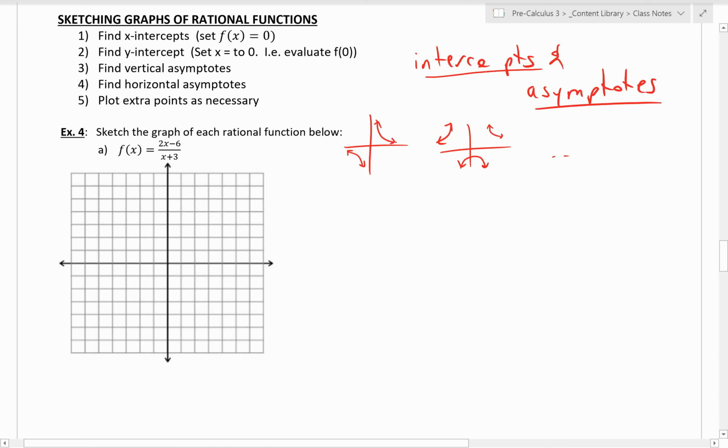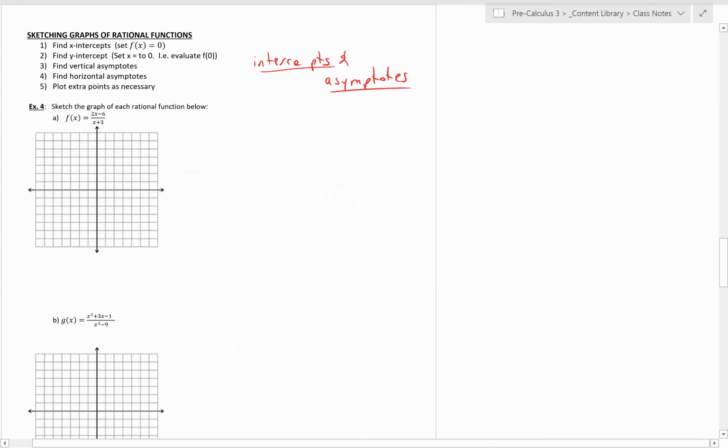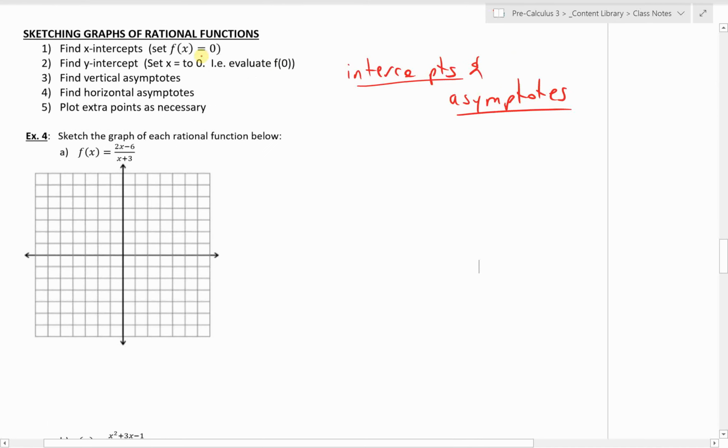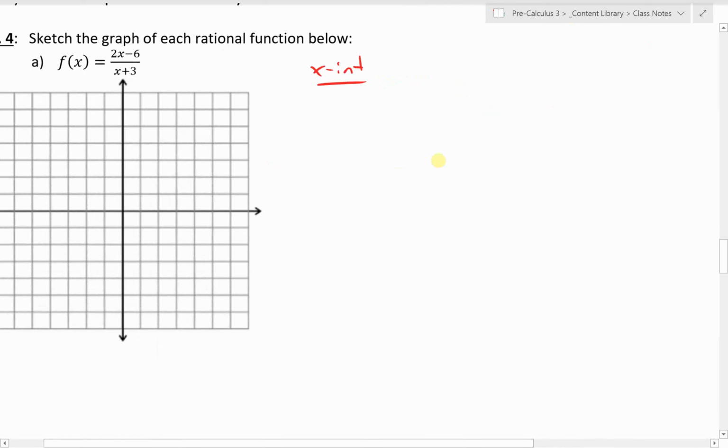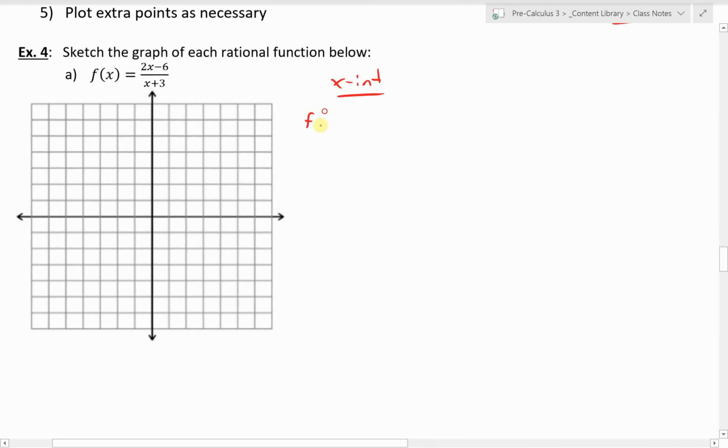If f of x we're given as 2x minus 6 divided by x plus 3. So first thing we want to do is find our x-intercepts. We remind ourselves up here that to find our x-intercept, we set the function equal to 0. So for x-intercept, I'm going to set the function equal to 0. And I just need to solve for x.